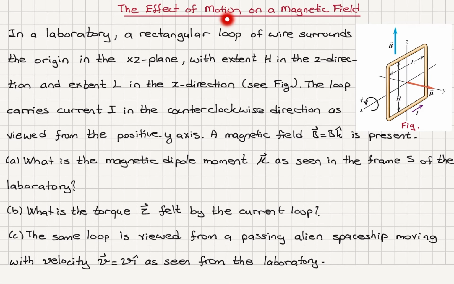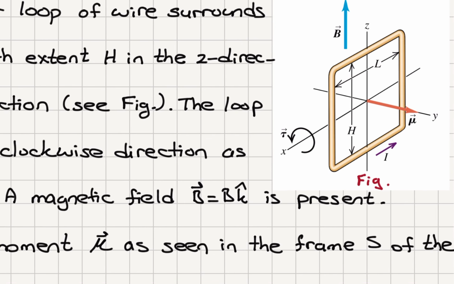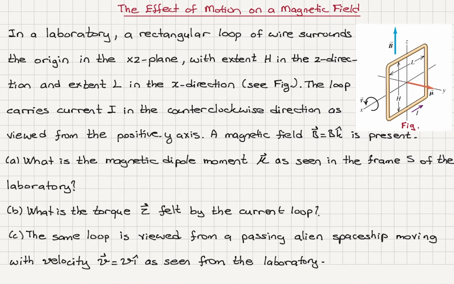The effect of motion on a magnetic field. In a laboratory, a rectangular loop of wire surrounds the origin in the xz plane with extent h in the z direction and extent L in the x direction. So extent L in the x direction, extent h in the z direction, and y is perpendicular to the loop.